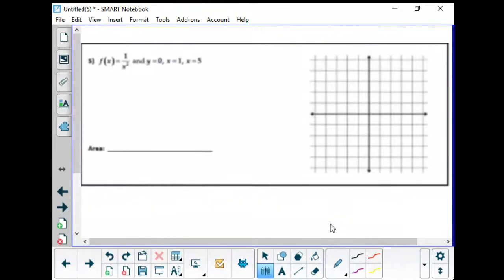Now, on problem number 5, you're like, what the heck does that say? This is the function 1 over x squared. So this is y equals 1 over x squared, and this is the function y equals 0. And you can see you have the left and the right points given to us, so our left boundary is 1, our right boundary is 5.